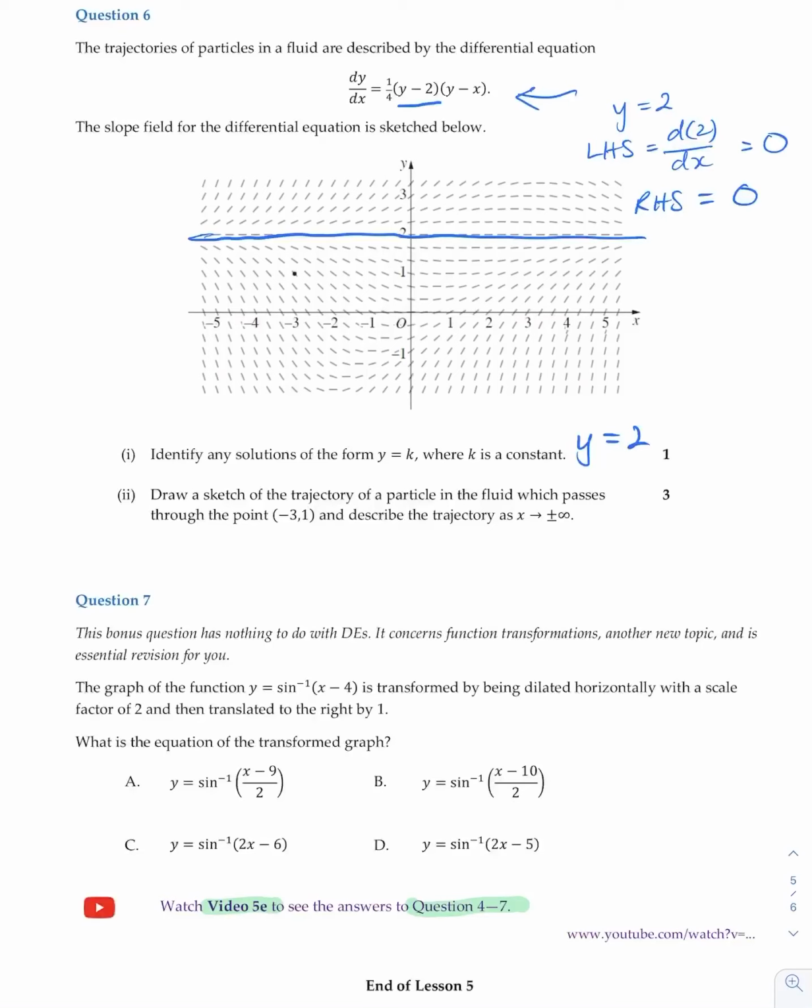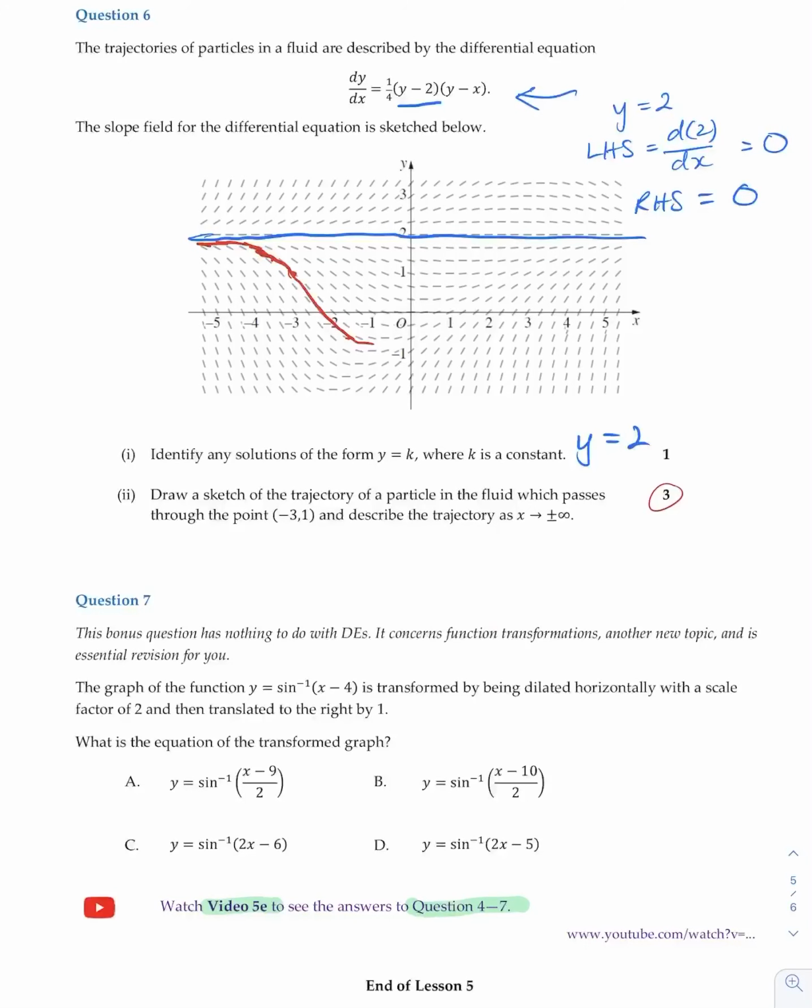And question 2, draw a sketch of the trajectory of a particle that passes through the point -3, 1, and this little point here is given, and describe, okay, come to that. So -3, 1, so something like that. Okay, careful. If I did something like this, then that's wrong. I'm now crossing through all of these things. That's completely wrong. I very deliberately did that to show you what is not a good answer.